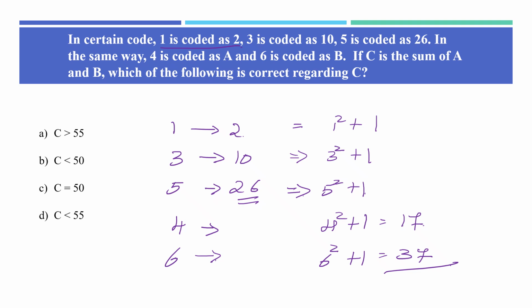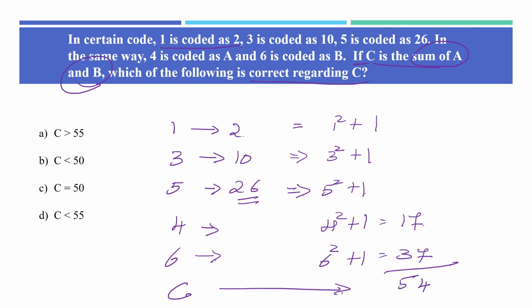Okay, and if C is the sum of A and B, which means 17 plus 37, that is 54.